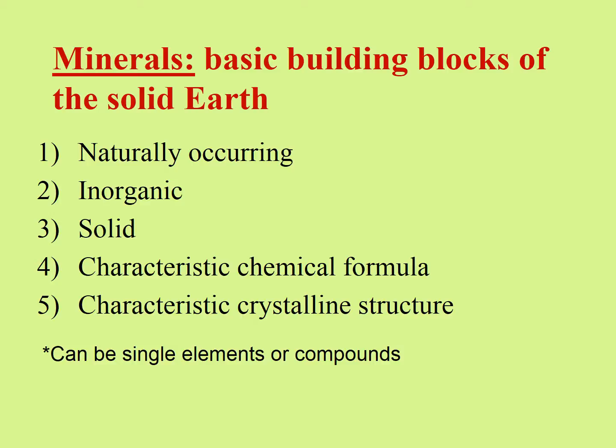It has to be inorganic. That means not made up of carbon. So a tree wouldn't be a mineral. It has to be solid. It has to have a characteristic chemical formula. And there might be some variability in it, but that variability would also have to be defined. And lastly, it needs to have a characteristic crystalline structure. We'll talk about each one of these in a little more detail.